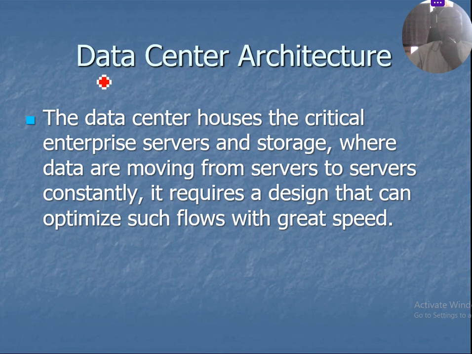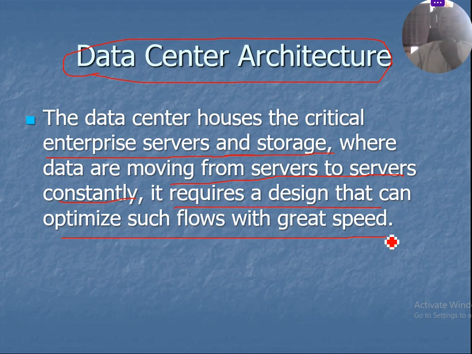Now let's talk about the data center. How is the message sent through the data center, because this message goes through the data center. The data center houses the critical enterprise servers. That's where you have the critical servers and your storage. Every campus has a data center, and every big enterprise has a data center. In this place, data is moving from and to the servers constantly and continuously. The data is always going to the server, coming out from the server, going to the destination, and so on and so forth. So when you are designing this, it requires a design that can optimize such flow with great speed, because there's front and back transmission of data coming and going. So the design must optimize for this concept.